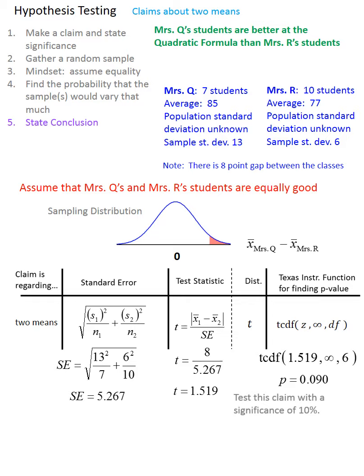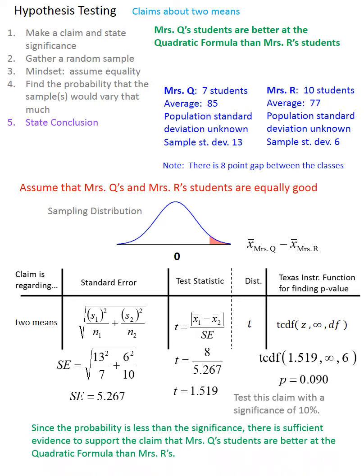Now, to state my conclusion, we were willing to accept a 10% chance of a false positive, or type 1 error. But we found through the calculations that the probability that Mrs. Q isn't actually better, but just won by a random sampling accident, is only 9%. Since 9% is less than 10%, there is sufficient evidence to claim that Mrs. Q's students are better at the quadratic formula than Mrs. R's students.